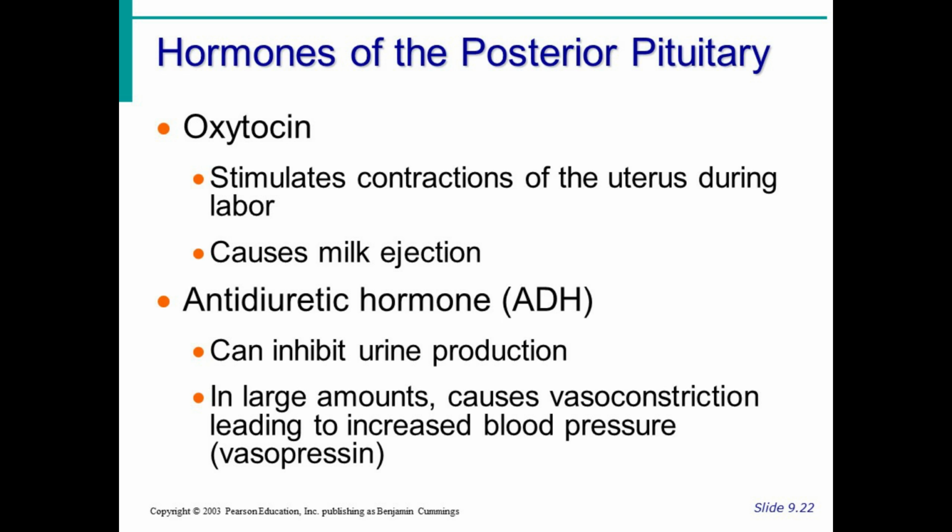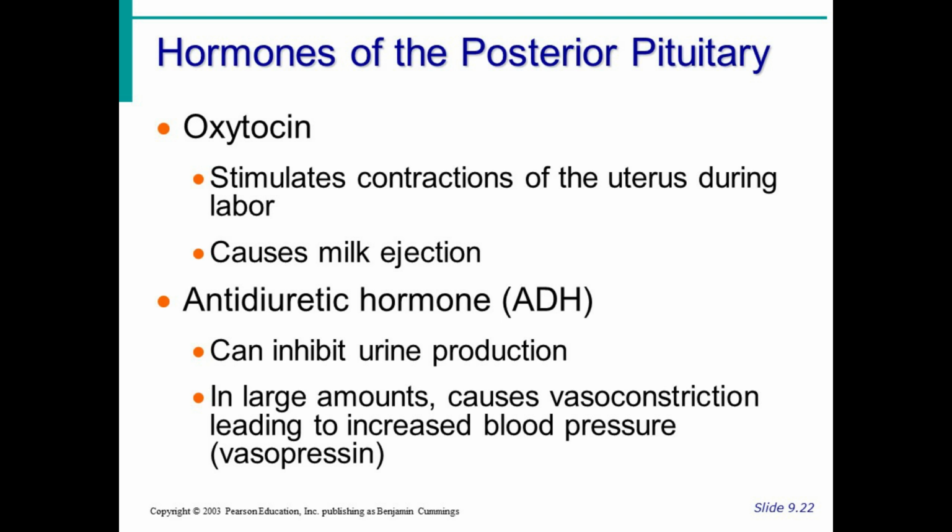So we have discussed the anterior pituitary hormones. Let us discuss the posterior pituitary hormones. Our posterior pituitary releases oxytocin and antidiuretic hormone. Again, they are released and stored only in the posterior pituitary, but they are produced in the hypothalamus. First, we have the oxytocin.